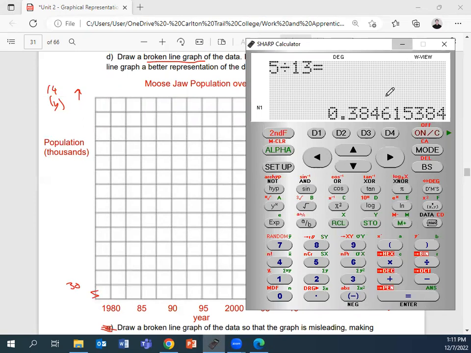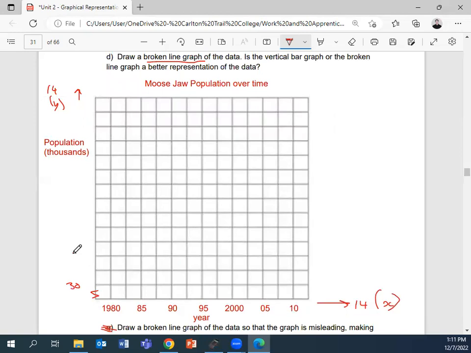5 divided by 13 is 0.38. Why don't we go up by a half? So now I'm at 31 here. So 30, 30.5, 31, 31.5, 32.